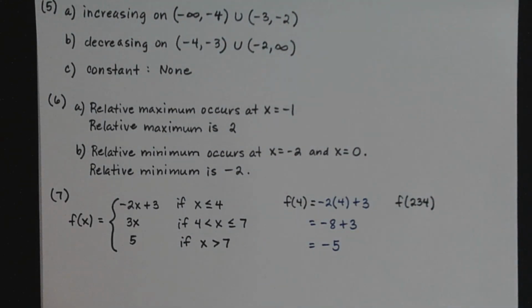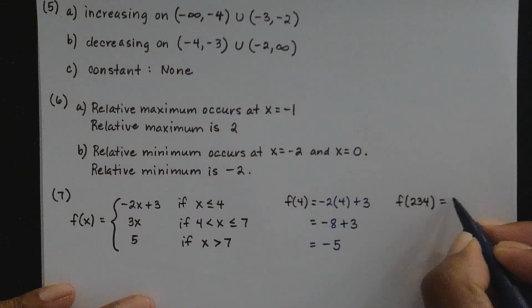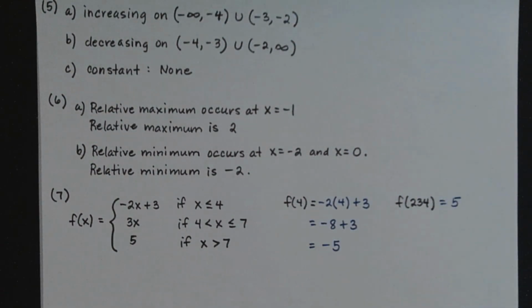Now what about f of 234? How much? We will use the third one, because 234, that's greater than 7, so the only value for that is just a 5. So the value of that function when x is 234 ends up being 5. Okay. Are there any questions about problem number 7?